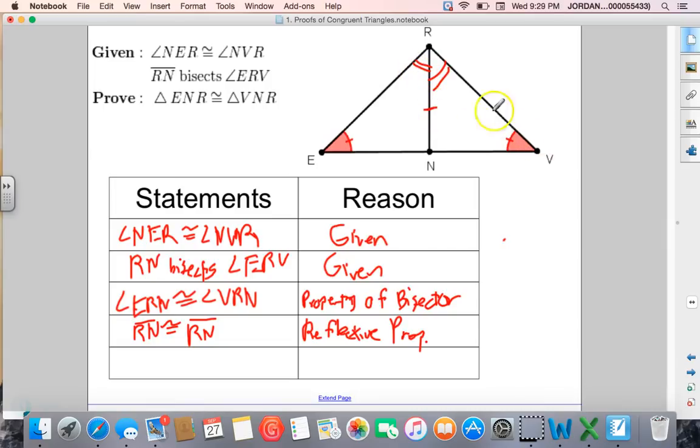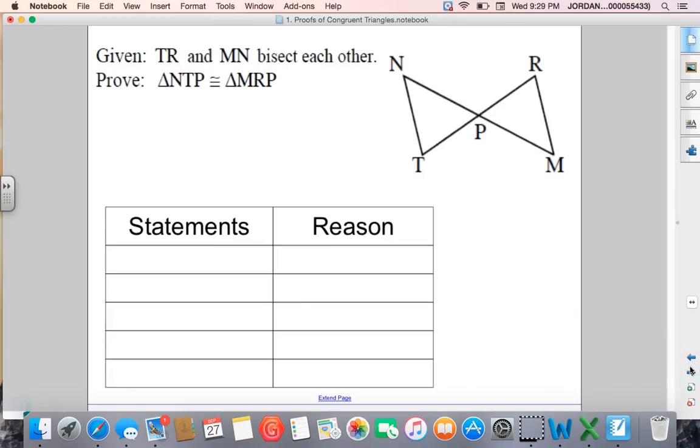And then the last thing, we know by looking at the triangle, angle, side. That's one of our properties that tells two triangles are congruent. So our statement is going to be what we're trying to prove. Triangle ENR is congruent to triangle VNR. How do we know that? Because angle, side. Two angles, and then the other side is congruent. Alright, so you guys go ahead, pause it, and try this one, and we'll go over it.